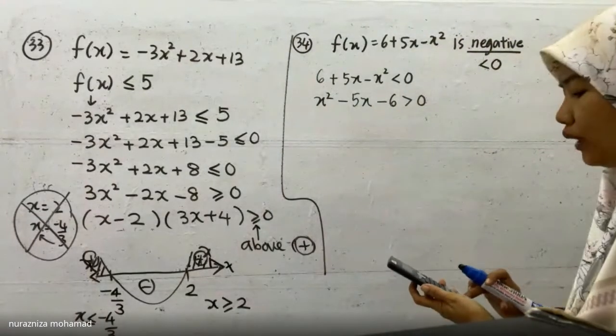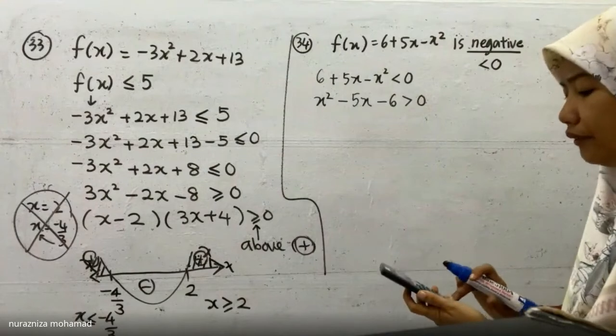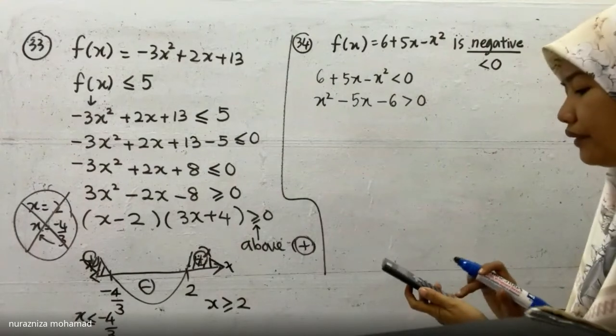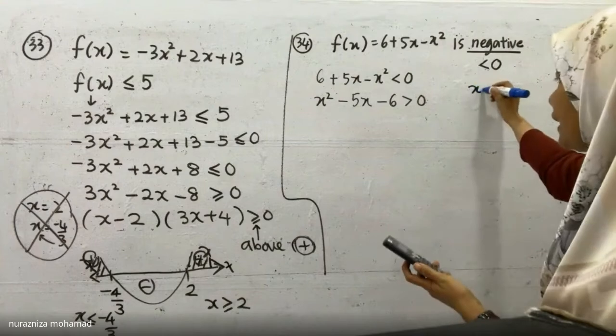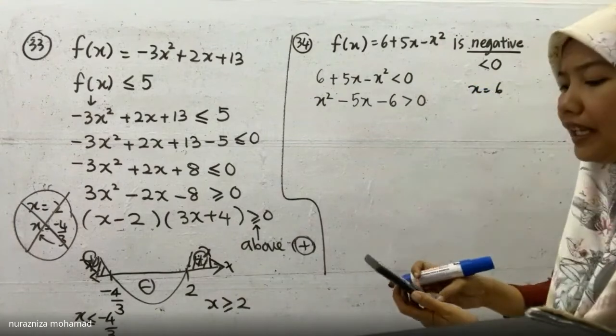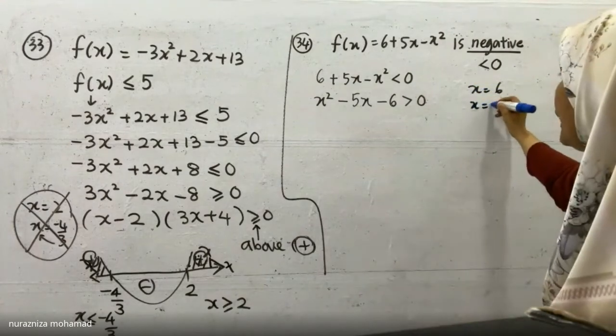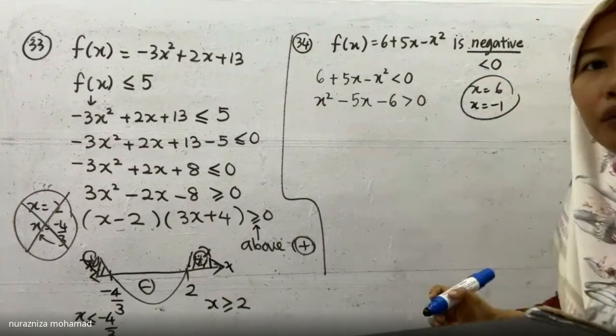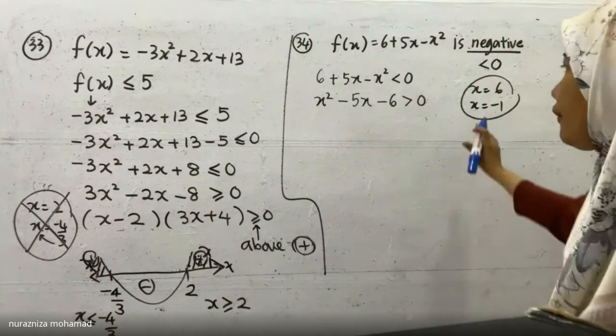A is equal to 1, B is equal to negative 5, C is equal to negative 6. So you get the first x is equal to 6, and then the other one, x is equal to negative 1. Okay, this is only our reference, not the final answer.